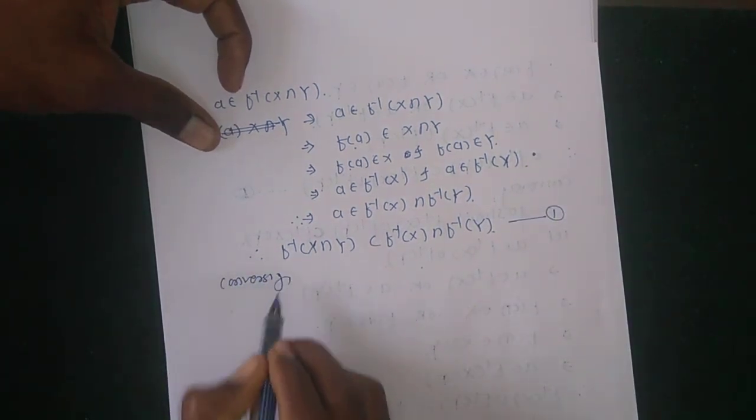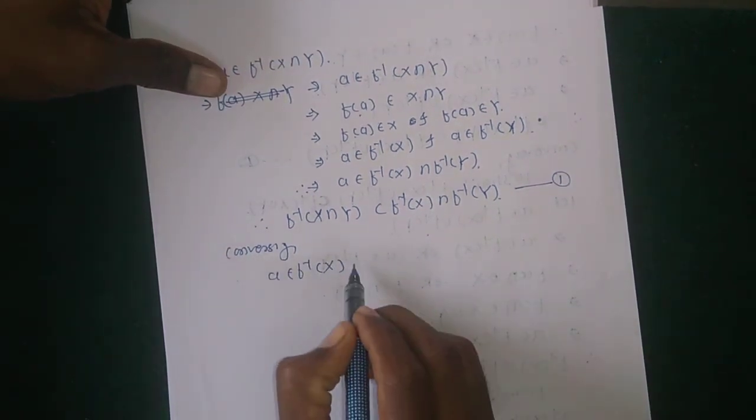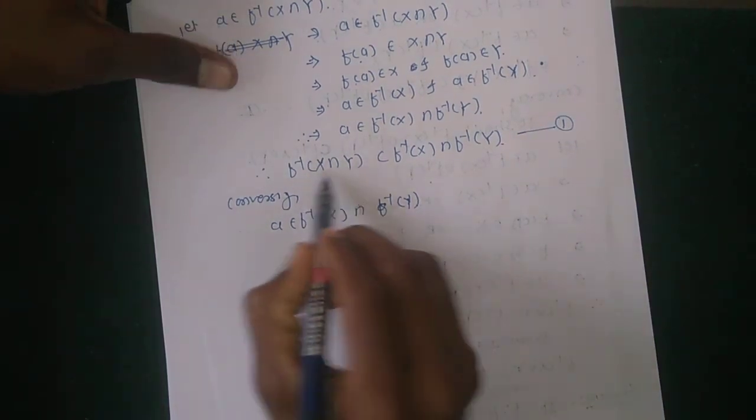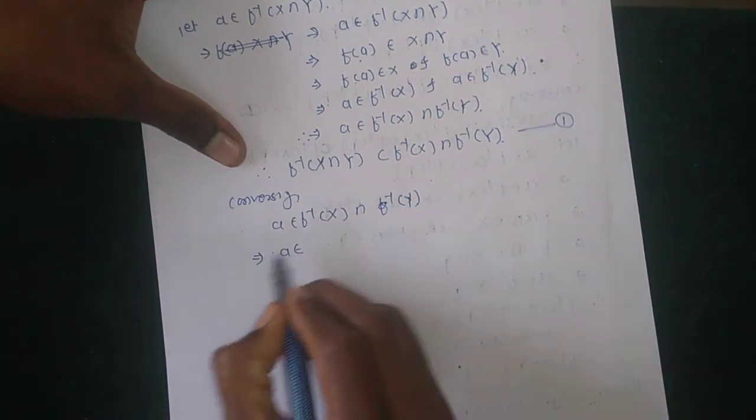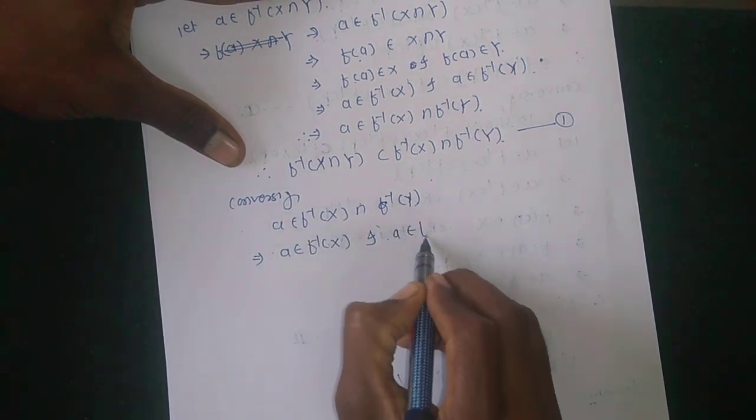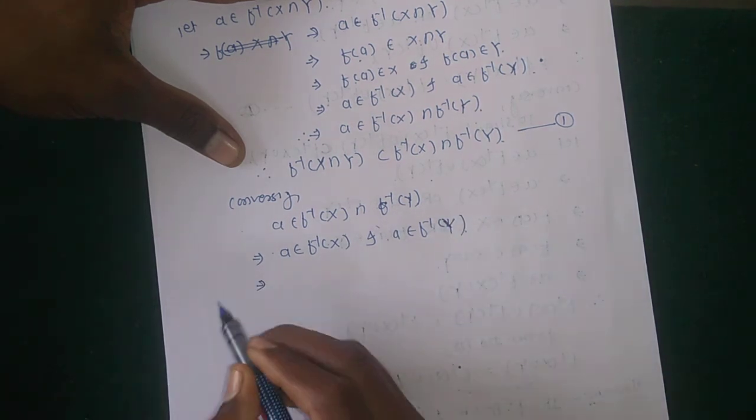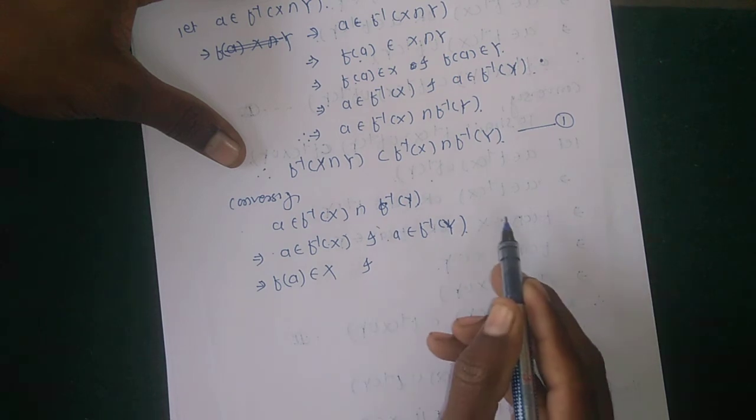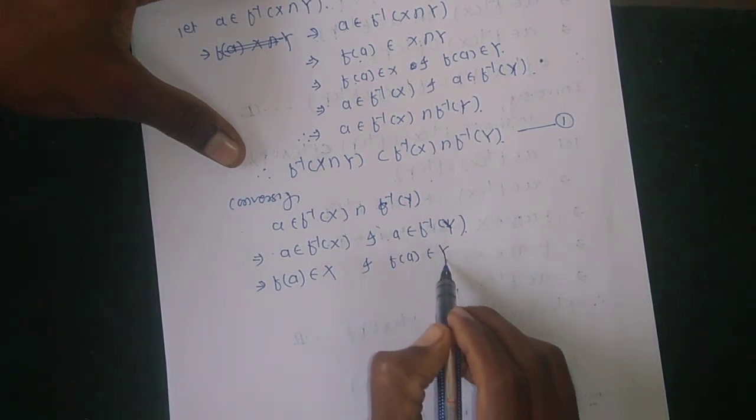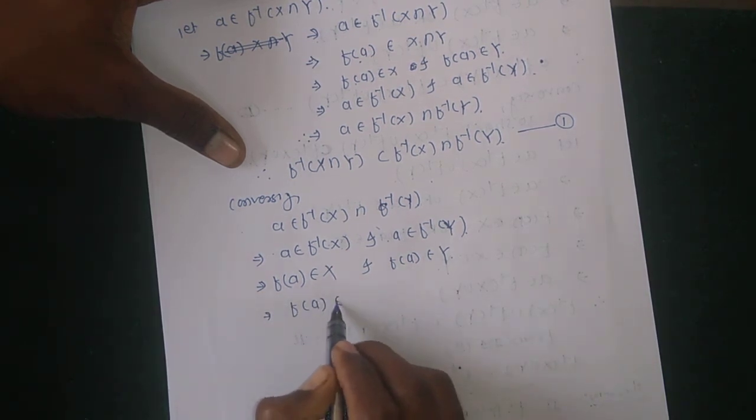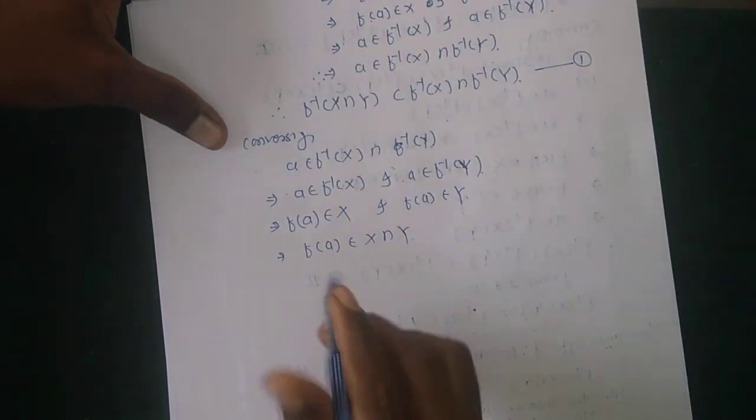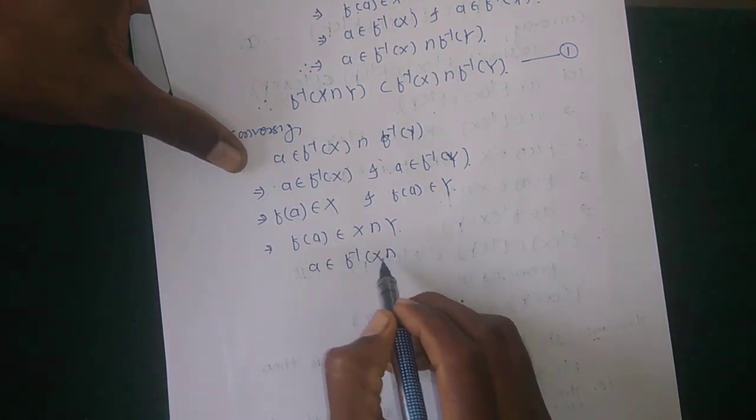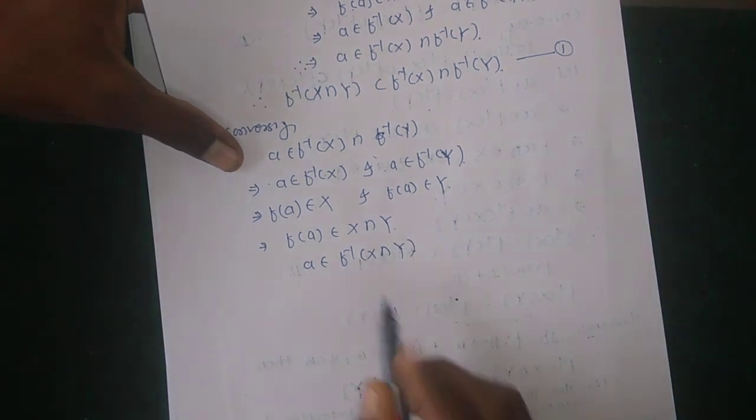Conversely, let a belong to f inverse of X intersection f inverse of Y. Then to show that a belongs to f inverse of X intersection Y. This implies that a belongs to f inverse of X and a belongs to f inverse of Y. So a belongs to f inverse of X, which implies that its image belongs to X, and a belongs to the inverse image of Y, which implies that the image of a belongs to Y. That means f of a belongs to X intersection Y, which implies that a belongs to the inverse image of the intersection of two sets, X intersection Y.